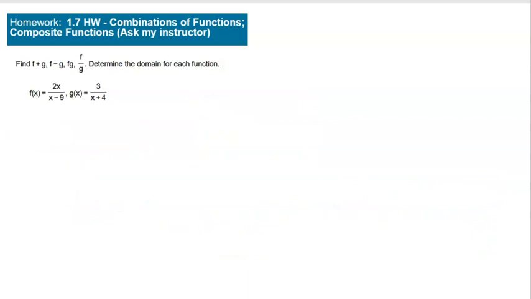Sometimes you got to be extra careful with division, because you have extra denominators going on. It can be a little confusing, I know. This says f divided by g. That means f's on top, g's on the bottom. So let's write that down. That's 2x divided by x minus 9, divided by 3 over x plus 4.